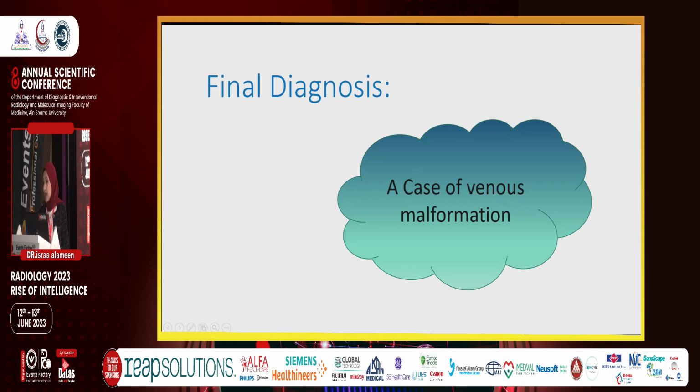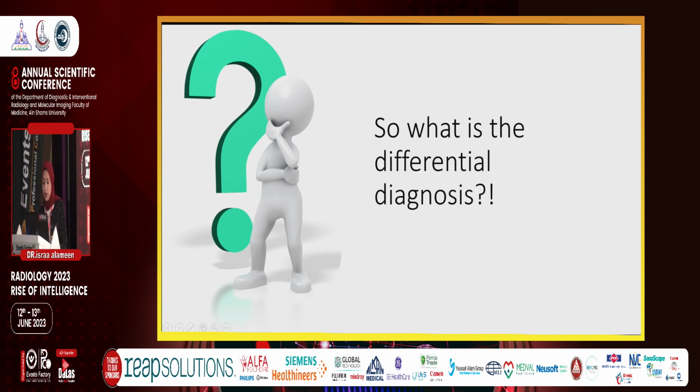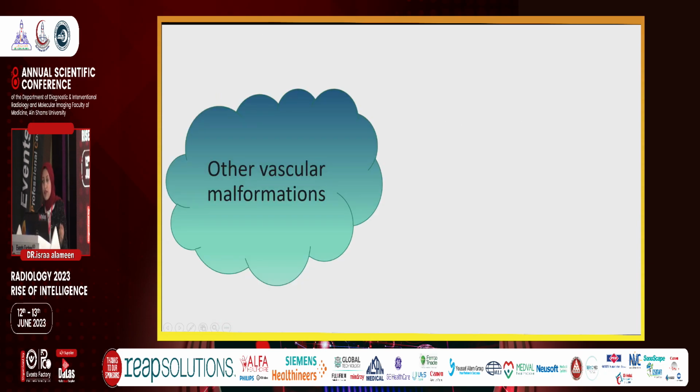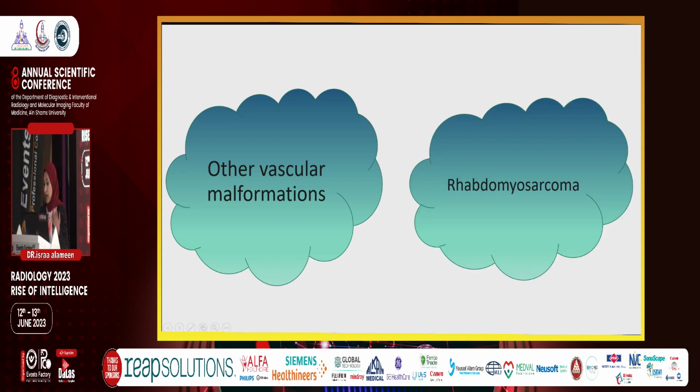In order to be sure of our final diagnosis, we should be able to differentiate the other differential diagnoses. So, since the venous malformation is a vascular malformation, we should exclude the other vascular malformations. And since it was a soft tissue mass of muscular origin, we should be able to differentiate the soft tissue masses of other muscular origin, like the rhabdomyosarcoma. So let's quickly see the other vascular malformations to be able to differentiate them from each other.